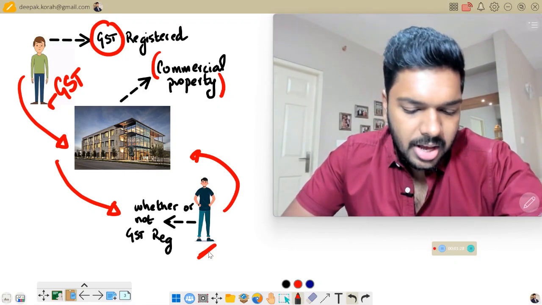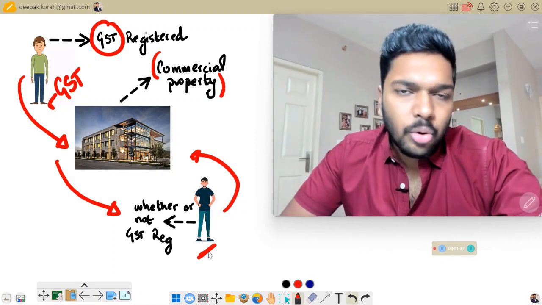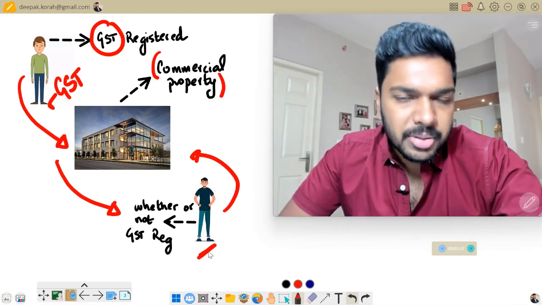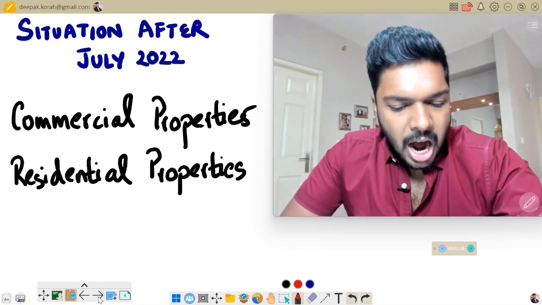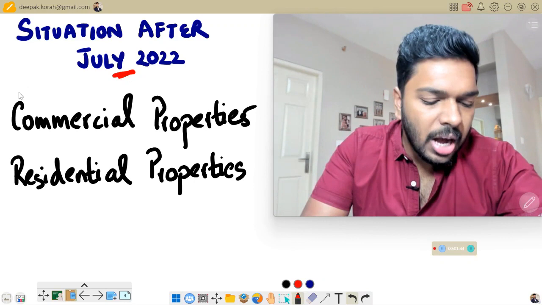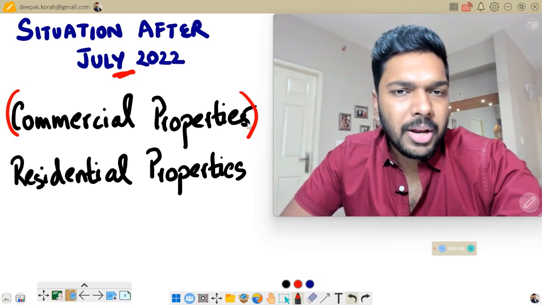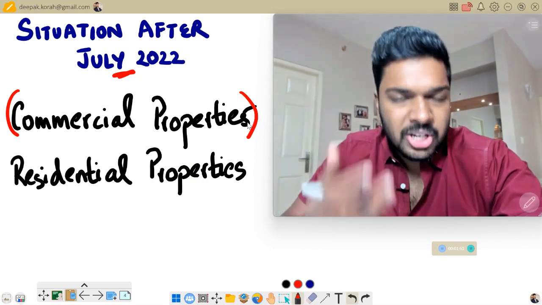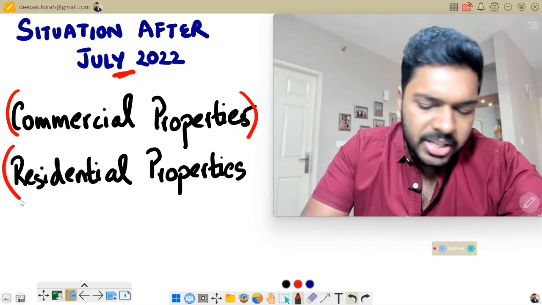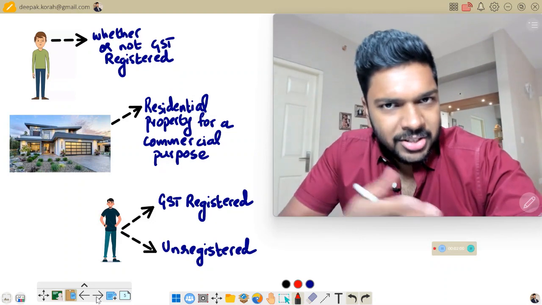Now this was the situation up to July 2022, wherein there was no GST on properties being let out which is primarily used for residential purposes. But after July 2022, the scene slightly changed. With respect to commercial properties, the concept was the same, that is, GST would be liable to be collected or will be charged on the rents being collected by the landlord. But as far as residential properties are concerned, the scene slightly changed. Let's understand this through examples.